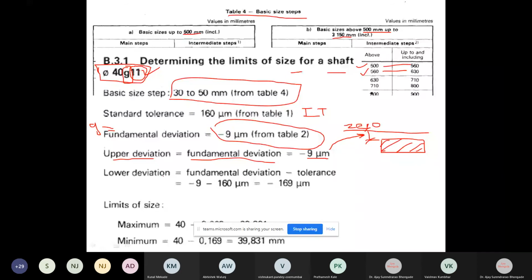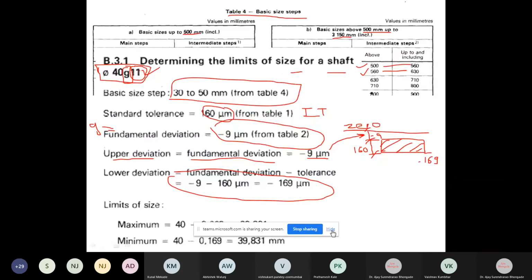And the lower deviation is again worked out, because I know the standard tolerance is 160. This particular figure is the 160, and this is minus 9. So minus 9 minus 160 will give the lower deviation. So the lower deviation is minus 169. Now all these are in micrometers. So if we work them out in micrometers, we can get the upper deviation and lower deviation of the shaft using the table, right?